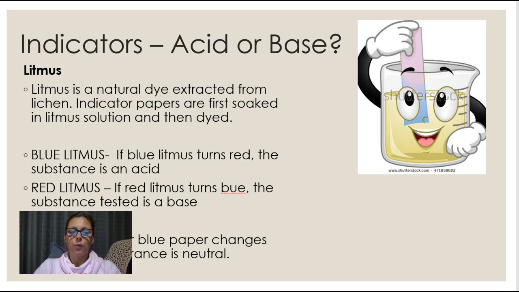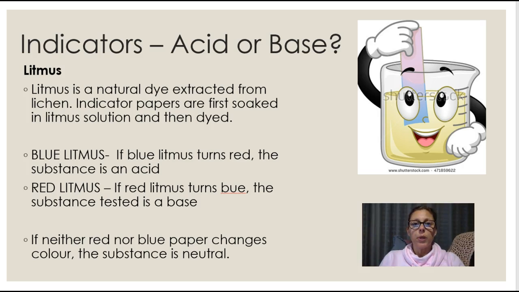So, our blue litmus paper, if it turns red, then we know it's an acid. If I have red litmus paper and it turns blue, then it's a base. So basically, if something is red, it's acidic, and if it is blue, it is basic. If it doesn't change at all in either of them, then it's a neutral substance.